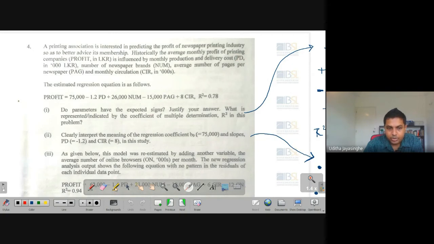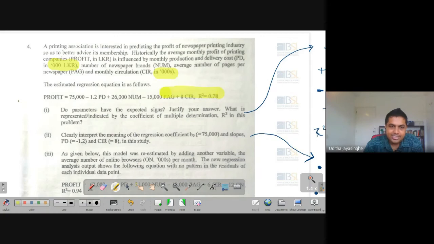I would advise you to highlight these units, in 1000 rupees, PD. Another variable, number of newspaper brands, NUM. Another variable, average number of pages per newspaper, PAG. And monthly circulation, CIR, in 1000. This one also I invite you to highlight so that you won't miss it. And the estimated regression coefficients.